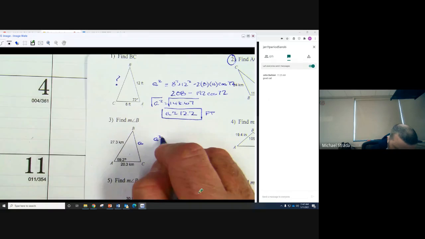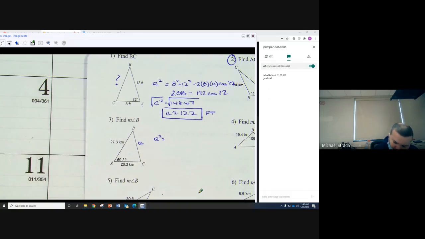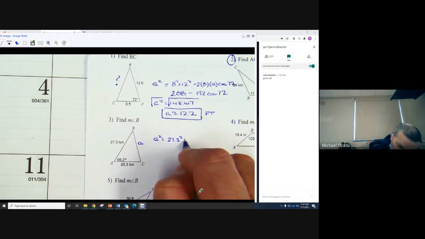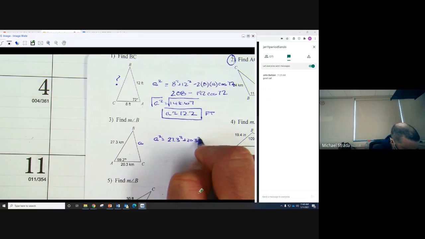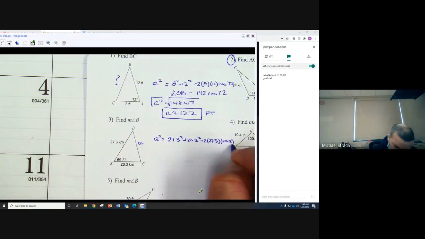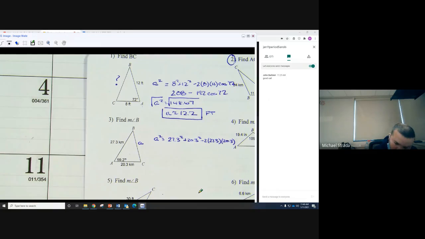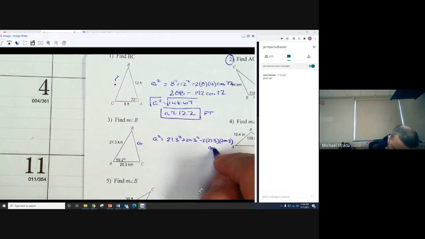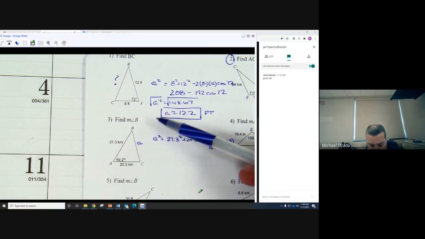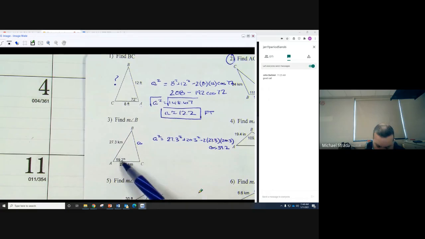So a squared equals b squared plus c squared, the other two sides. So 27.3 squared plus 20.3 squared minus 2 times those two sides, 27.3, 20.3, cosine of the angle between them, so 59.2. So it doesn't matter whether they're asking you for a side or an angle. If they give you two sides and the angle between them, your first move is to find the opposite side.